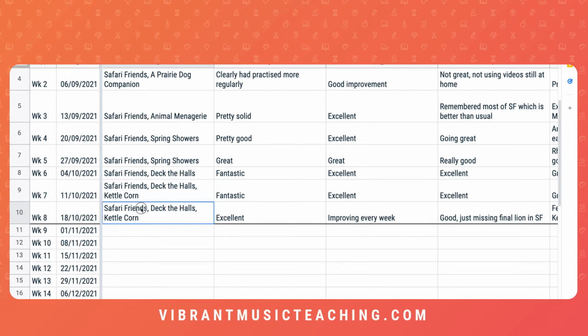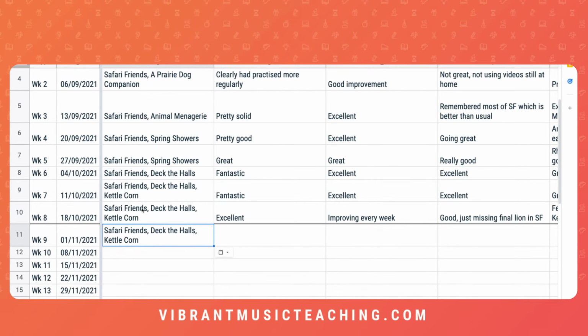But I don't try and fill this in during a lesson. I have enough to do. I've got their assignments and stuff to do as well. Okay, so next student. We've got Fry Friends, Deck the Halls, Kettle Corn.